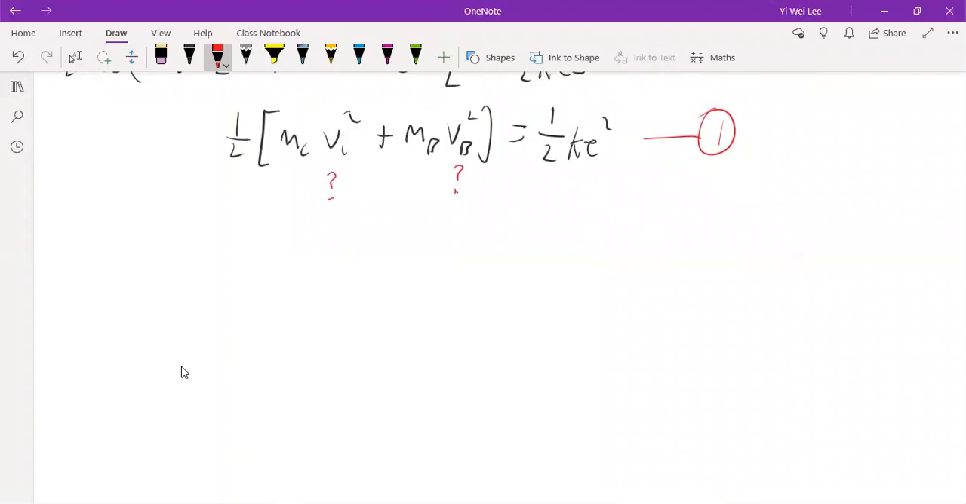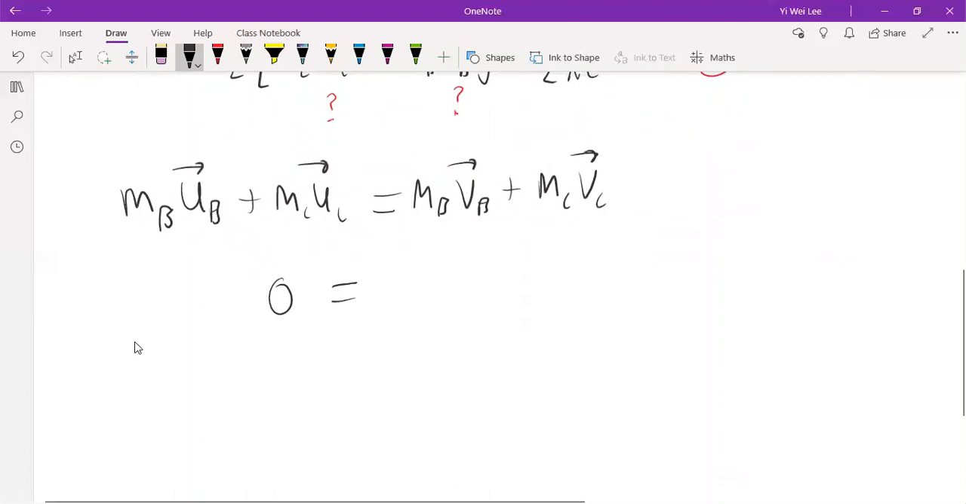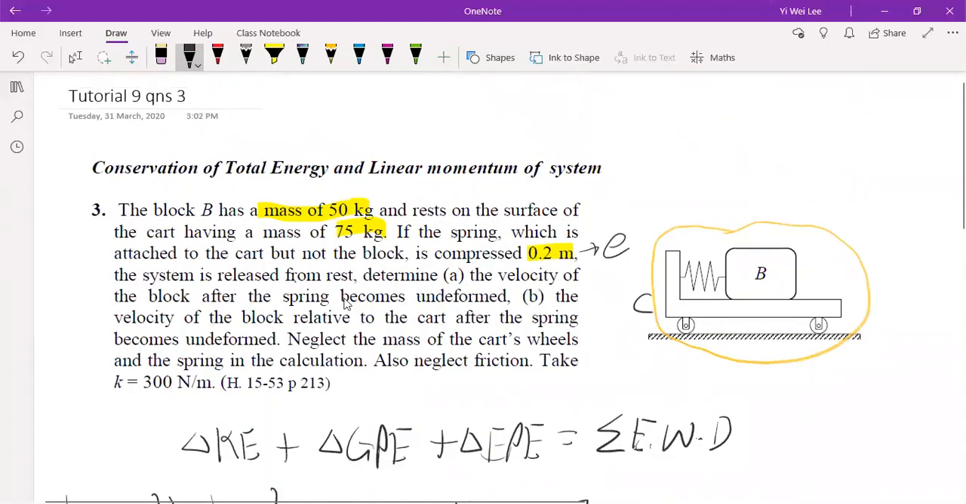To apply conservation of linear momentum, you need to know that according to the formula, the initial linear momentum, which is the initial velocity of the block times the mass of the block, plus the initial velocity of the car times the mass of the car, is equal to the mass of the block times the final velocity of the block plus the mass of the car times the final velocity of the car. This one you must understand. Now, after you establish this, we know that the initial velocity is 0, because it is released from rest.